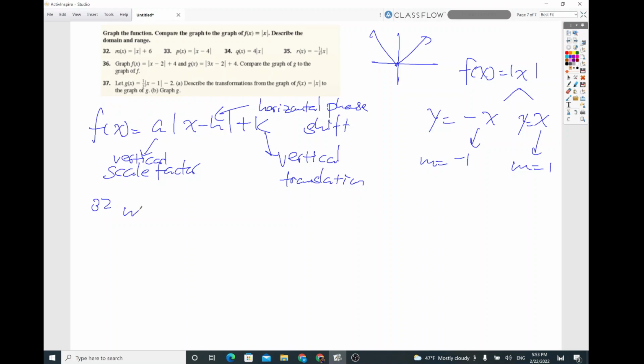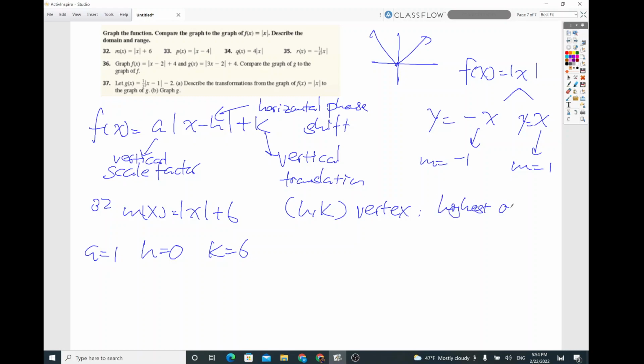So for number 32, what we found here is m of x equals absolute value of x plus 6. Compare and contrast. So a is 1, so it's a normal V shape. There's no stretching, there's no shrinking. And then h is not given, so 0. And then k is 6. Another thing is that the value of h comma k is always the vertex. What I mean by the vertex is either the highest or the lowest position of the V shape. Or you can say that's the central position of the V shape connecting the negative and positive slopes. So this one, the center spot here is 0, 6. So it's right here on the y-axis.